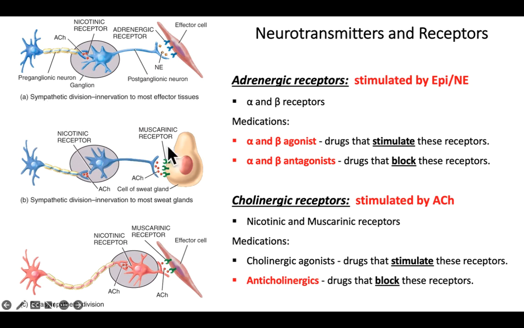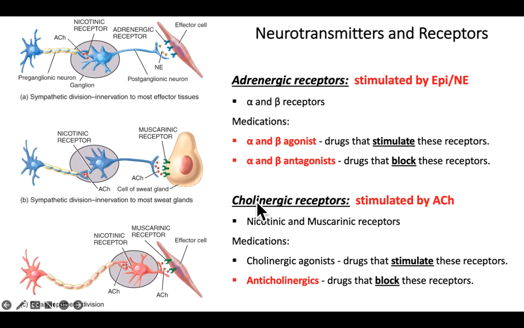And this middle panel, this is that one exception. So I'll remind you of this in a minute as well. But if you're a sweat gland, so this is a cell of a sweat gland, you actually don't have adrenergic receptors. You have cholinergic receptors because the neuron that stimulates sweat glands, even though it's sympathetic, releases acetylcholine. So this is one exception to the rule that postganglionic sympathetic neurons release norepinephrine. This one releases acetylcholine. If you are a receptor for acetylcholine, we call you cholinergic.